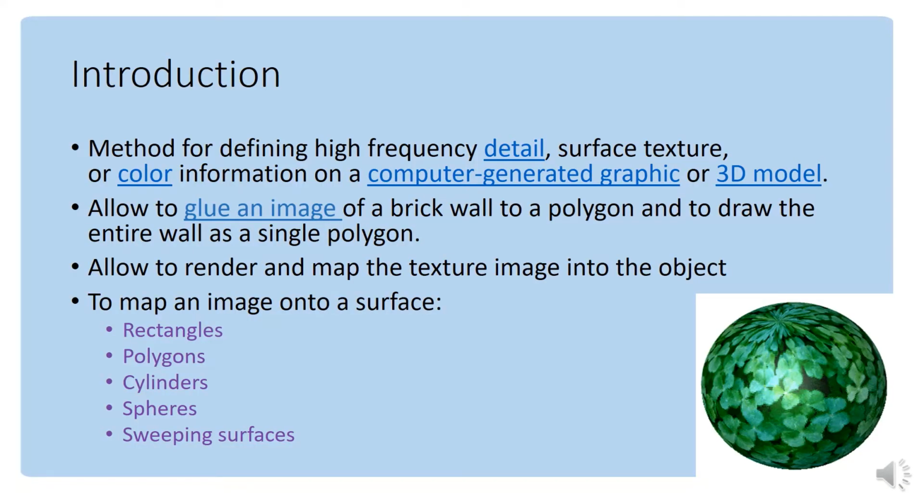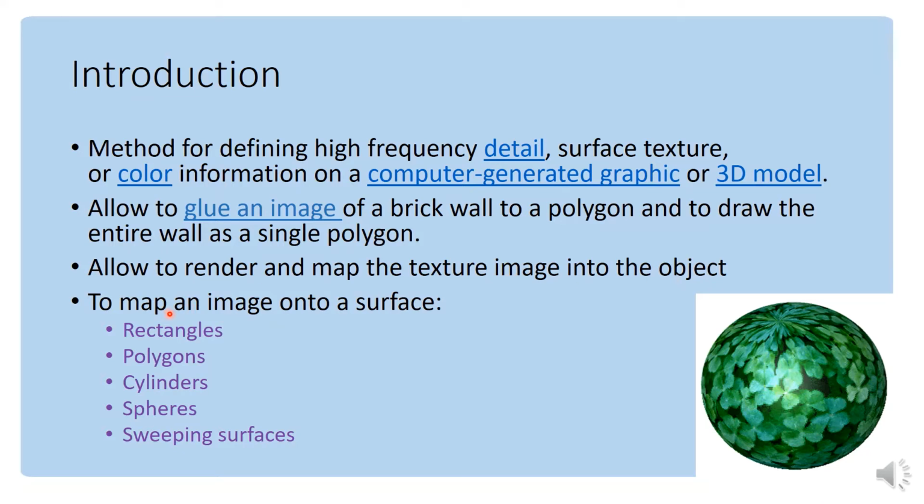What is texture mapping? Basically, texture mapping is a method or process for defining high frequency detail, surface texture, or color information on a computer-generated graphic or 3D model. Texture mapping allows us to glue an image, for example representing the texture of a brick wall, to a polygon and to draw the entire wall as a single polygon. It allows us to render and map the texture image onto the object.